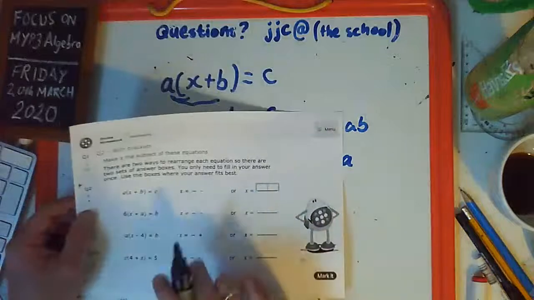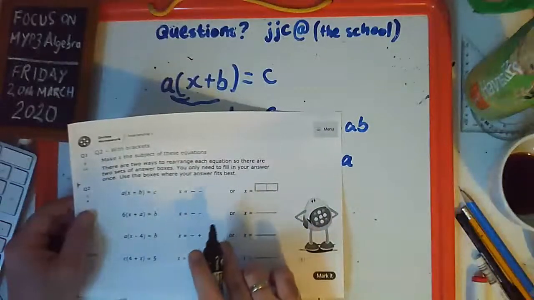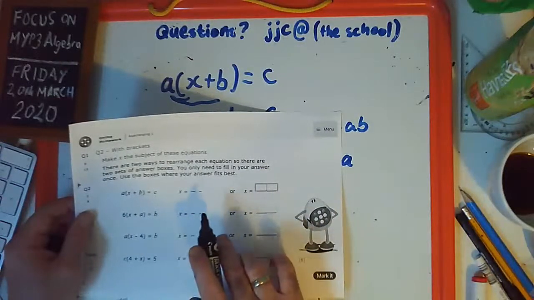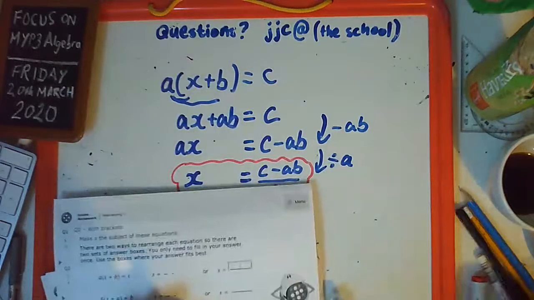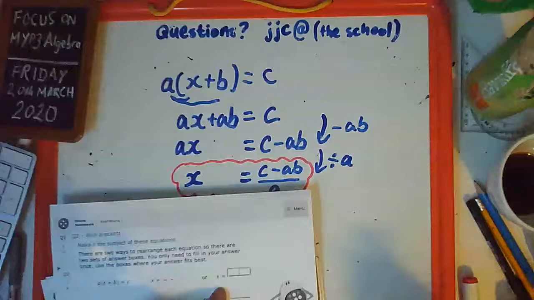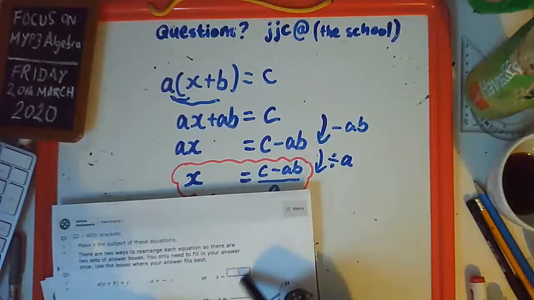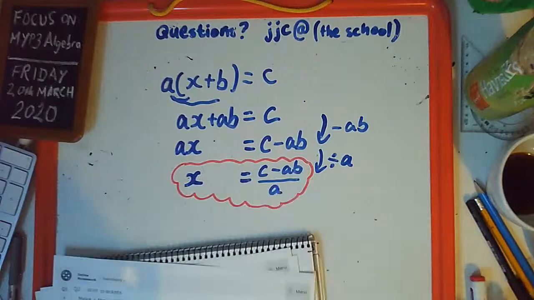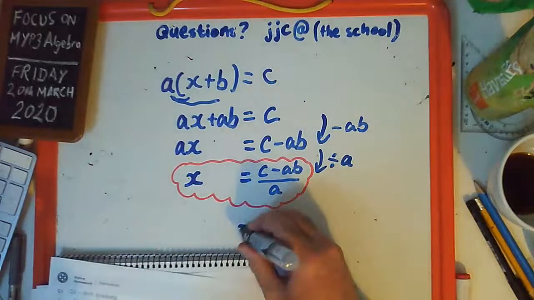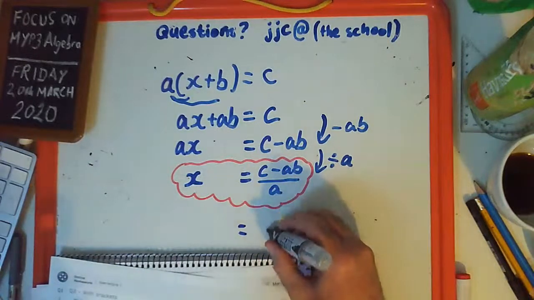Now it says there are two ways to rearrange each equation. So there are two sets of answer boxes. You only need to fill in your answer once. Okay, so for this one, I'm going to fill it in in that space there. But I could have written that as two separate fractions.